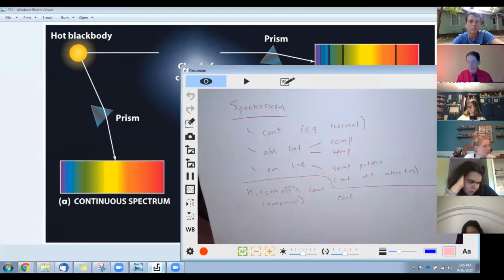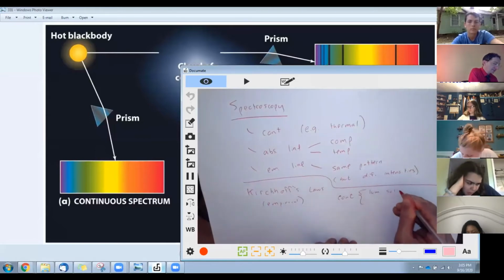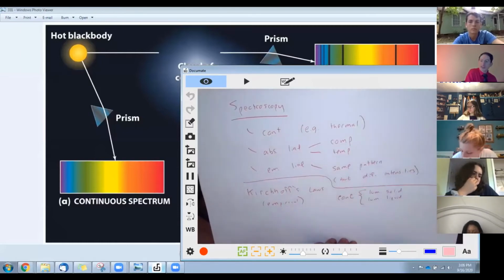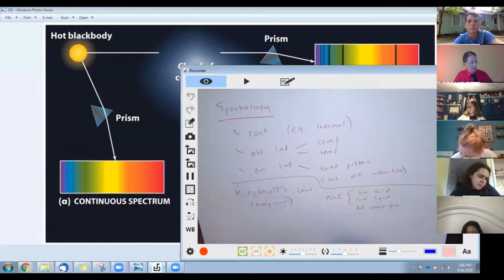And he found three ways to make a continuous spectrum. One is a luminous solid, one is a luminous liquid, and one is a hot, opaque gas. So all three states of matter, solid, liquid, and gas, he was able to produce continuous spectra. Let's think of some examples. What's an example of a luminous solid? A solid that glows and produces a continuous spectrum.